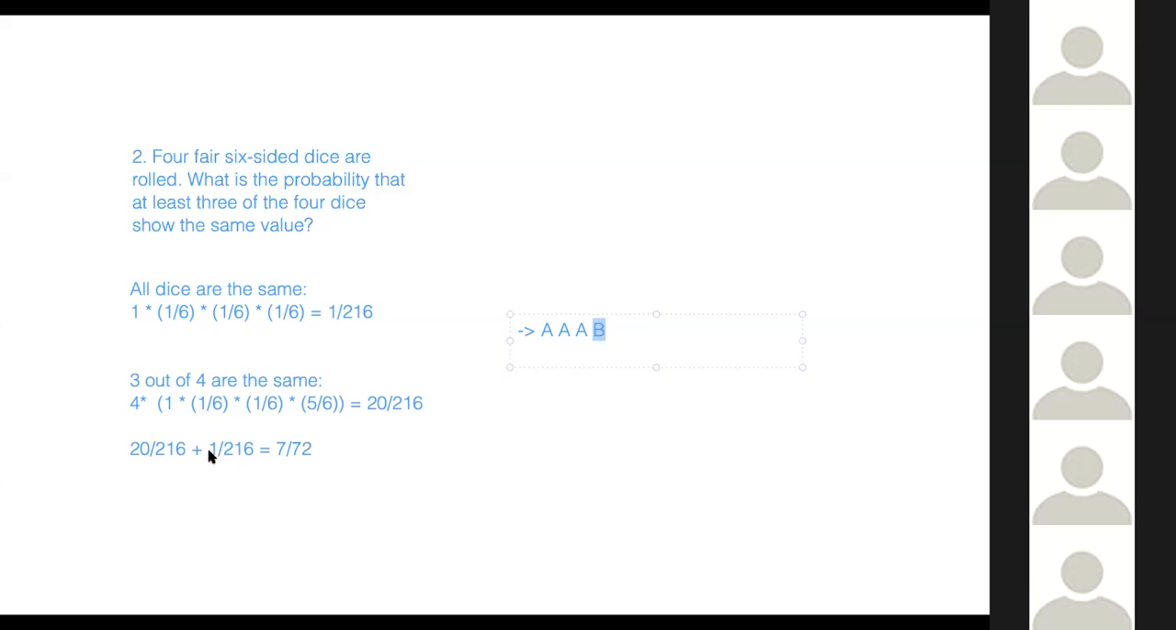Then you can just add up the probabilities of the two cases. So 20 over 216 for 3 out of 4 being the same, 1 over 216 for all of the dice being the same. Adding that up gives 7 over 72.